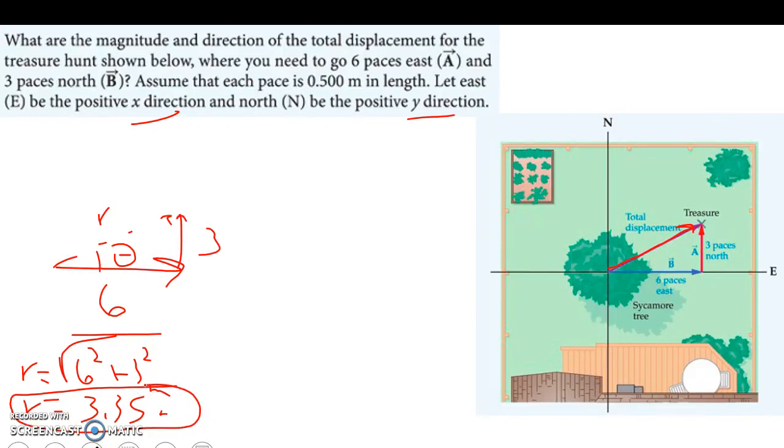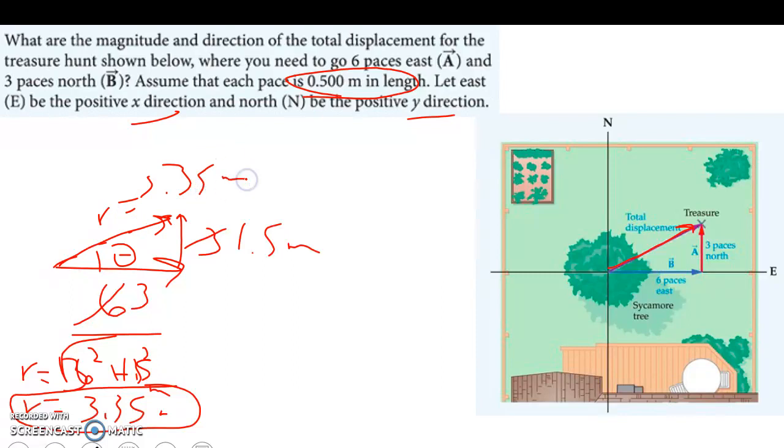Or paces, yeah, six paces. Each pace is 0.5 meters in length. I guess I should have included that. So if each pace is half, let's go back. My 6 paces then comes out to 3 meters, and this comes out to 1.5 meters. So 3 and 1.5 squared gives me 3.35 meters. So that's my resultant distance.